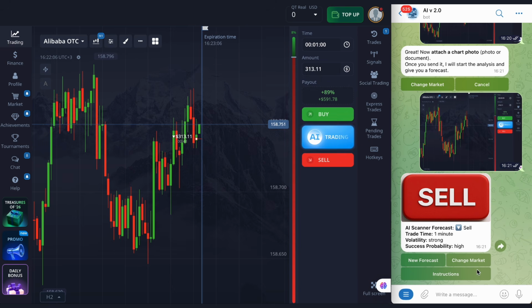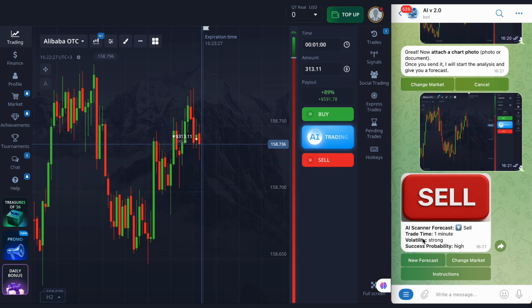Predicting it to be volatility level strong, success probability is said to be high. So what are we gonna do? We're gonna hold on tight and see how this is gonna turn out to be. It's a bullish trend, but our AI screener predicting this to be a sell signifies that it's gonna be a kind of pullback, and it is looking like that is accurate. Sellers dragging us down. It is looking good.